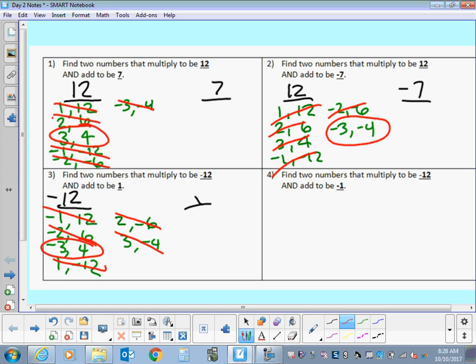And for number 4, our factors will be the same as over here because it says multiply to be negative 12, but this time I need adds to be negative 1. Which one of these answers adds to be negative 1? These factors, 3 and negative 4. I'm just going to draw an arrow there so I know we're using those factors. Does that make sense? Alright, that's a part of what we're doing today.